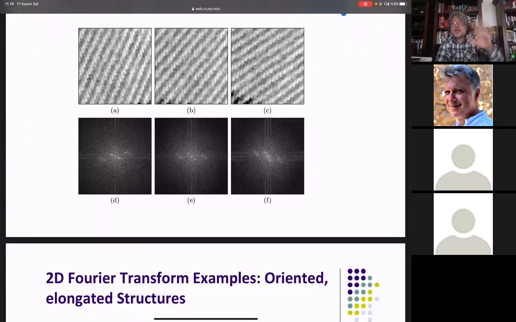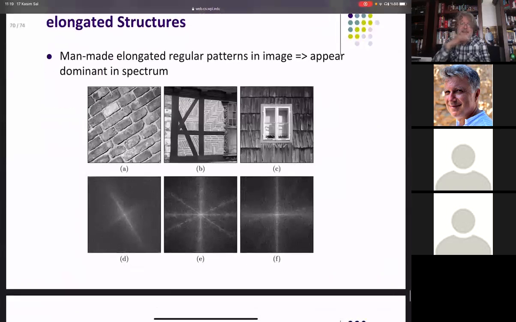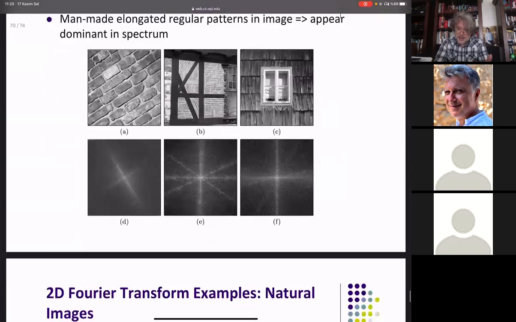Here you see the rotation. When you rotate the texture, the Fourier transform points are rotated at the same angle. And lines and textures would make lines perpendicular to those in their Fourier domain, and you can see those things: A versus D, D versus E, and C versus F are some very nice examples.